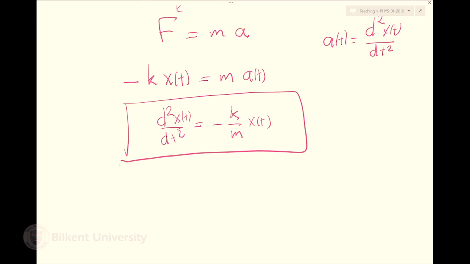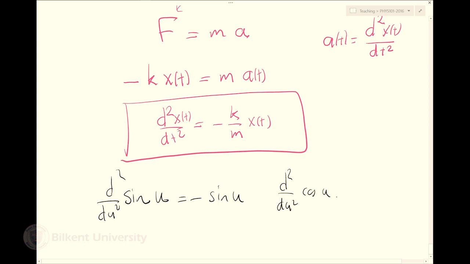So apparently, sine u, if I take two derivatives, is minus sine u. Similarly, if I take two derivatives of cosine u, I get minus cosine u. So that's excellent. That's great. So I know that my equation is at least satisfied by some kind of function which will be a sine or a cosine, or maybe a combination of both.